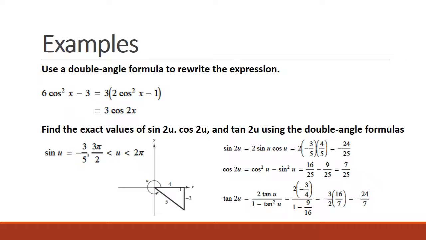Tangent of 2u, you've got two choices. You can use the formula, as you see here, or you could say, well, tangent is sine over cosine, and do negative 24/25 divided by 7/25. Both ways will give you negative 24 over 7.